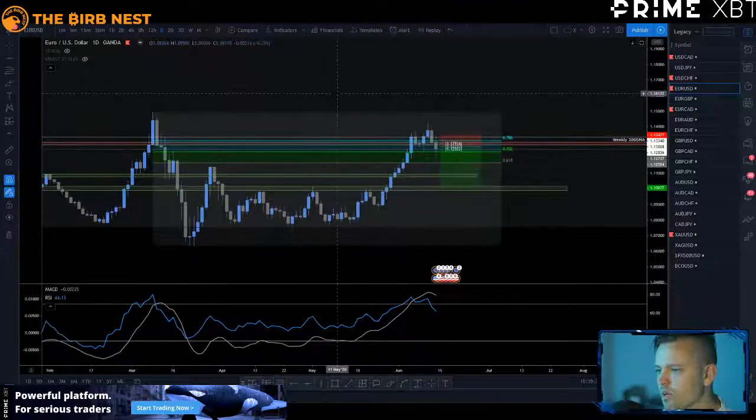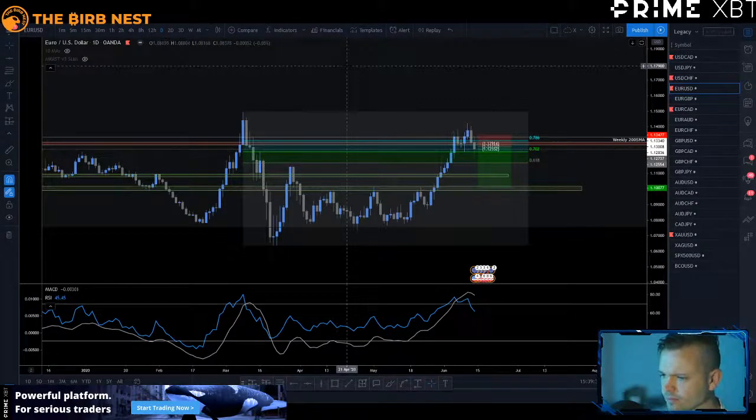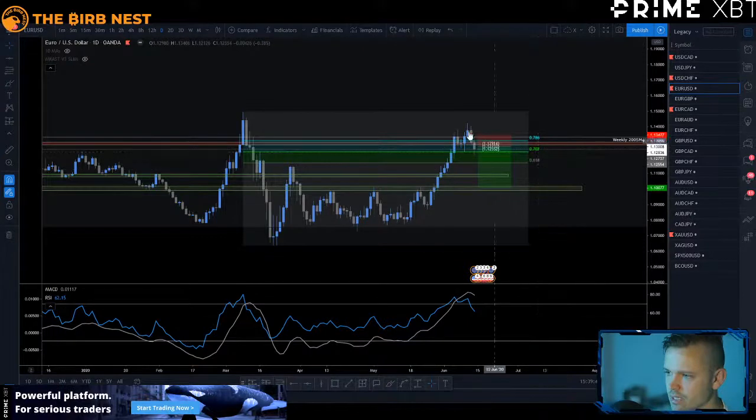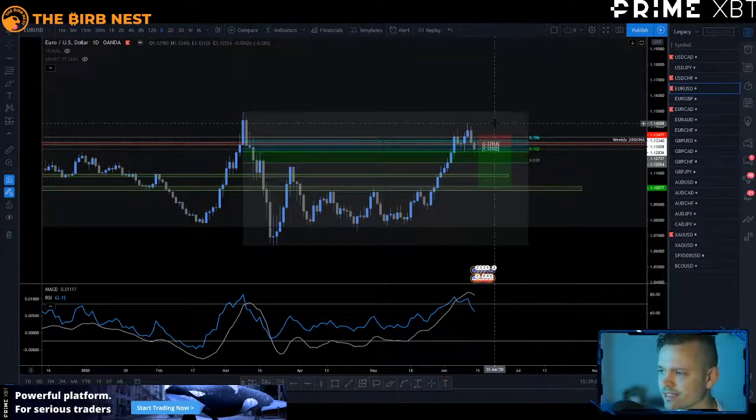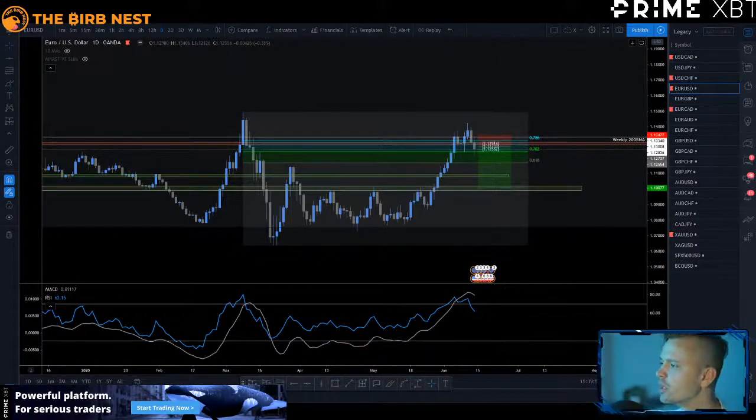So yeah, I like that one. From a technical perspective, this really looks good. But from a fundamental perspective, there is a big chance that the dollar will continue to weaken. In that case, I'm just going to enter this one and trail my stop down with a tight stop loss, in case the euro is going to outperform the dollar again in the coming week.